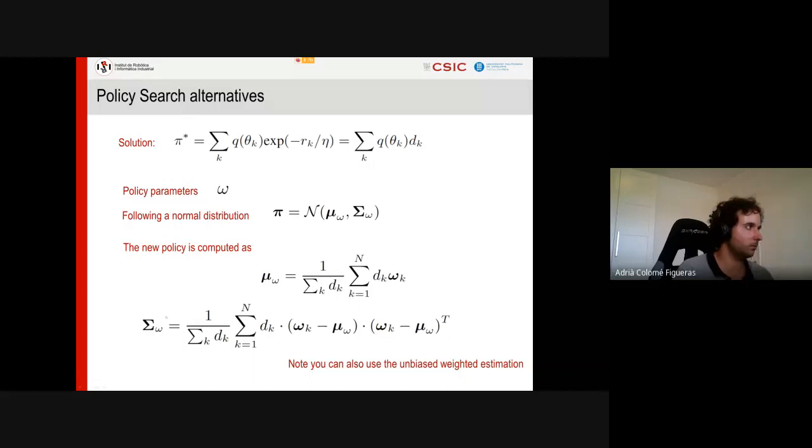So basically, if someone knows and can answer through the chat, what will be the dimension of this sigma omega and what will be its rank? If you can answer in the chat, if you know, you know it. I will give one minute. No answers.